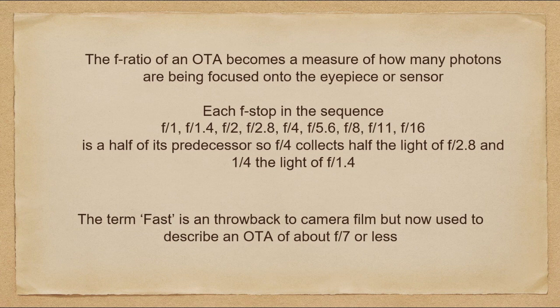The F ratio of an OTA becomes a measure of how many photons are being focused onto the eyepiece or sensor. Each f-stop in the sequence f1, f1.4, f2, f2.8, etc. is a half of its predecessor, so f4 collects half the light of f2.8 and a quarter of the light of f1.4. The term fast is a throwback to camera film, but now used to describe an OTA of about F ratio 7 or less.